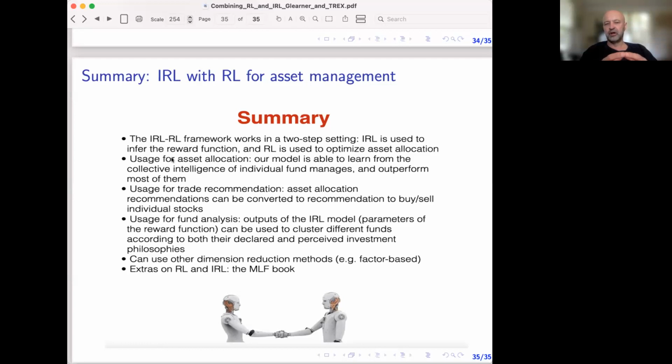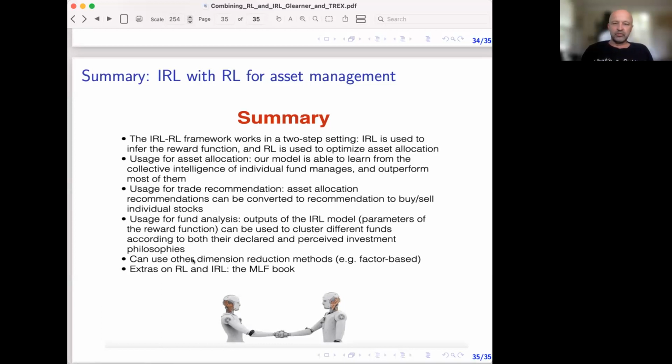In this framework, we did not work in the space of all available stocks. We actually collapsed everything into exposure to industrial sectors. So the dimensionality N, the number of assets in this particular example, was taken to be 11, the number of industrial sectors. This was done for the purpose of dimension reduction, but there are other ways which could be used here. For example, you could aggregate all assets based on factor exposure, which would achieve the same purpose of reducing dimensionality and making it more manageable.